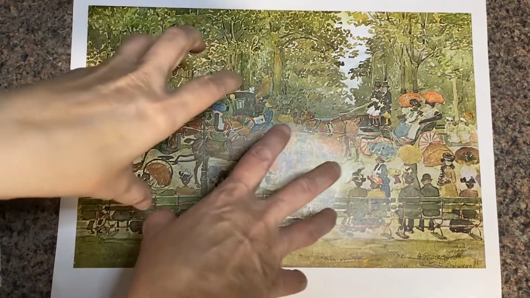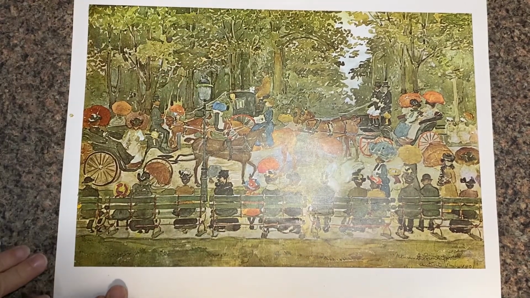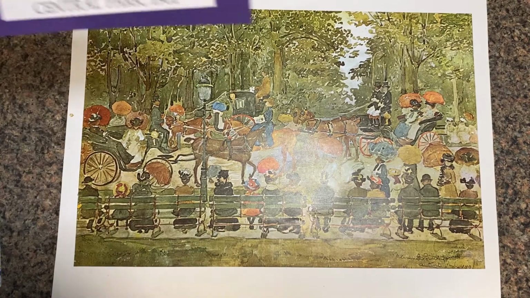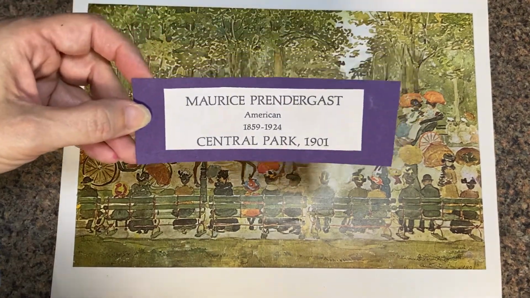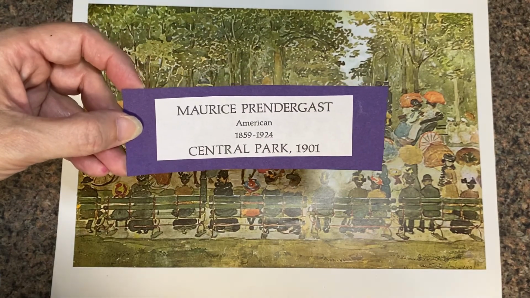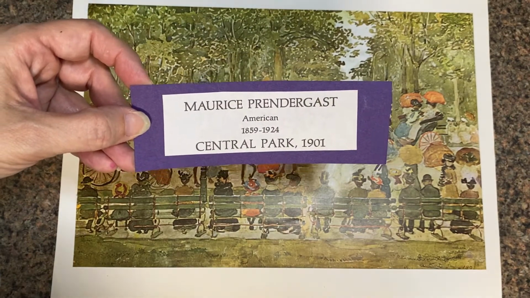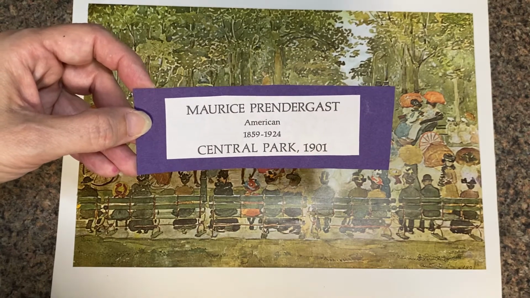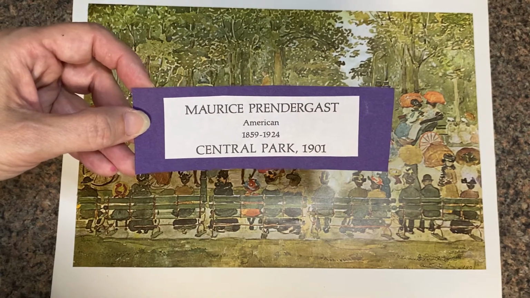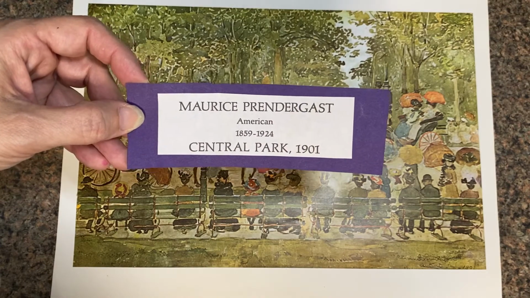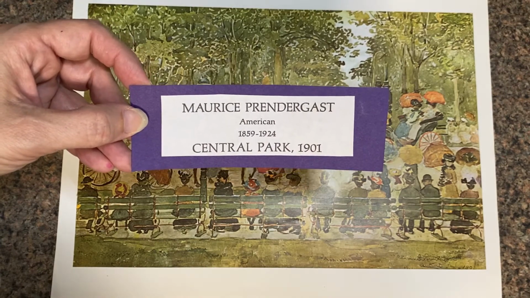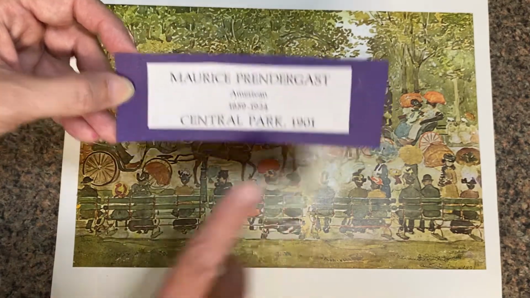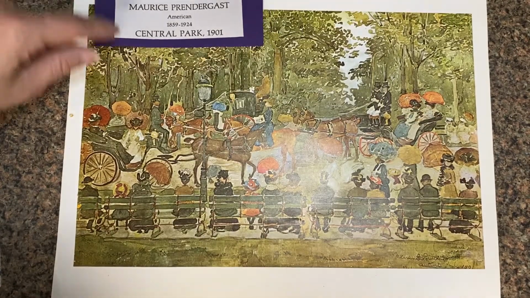Look at this picture. Isn't it an interesting picture? We're going to be looking at this for our vocabulary and understanding of our process for today. It was painted by Maurice Prendergast. And he is an American with a foreign name, because I can't pronounce it very well, Prendergast. And it is called Central Park 1901. That's the name of this particular picture right here.